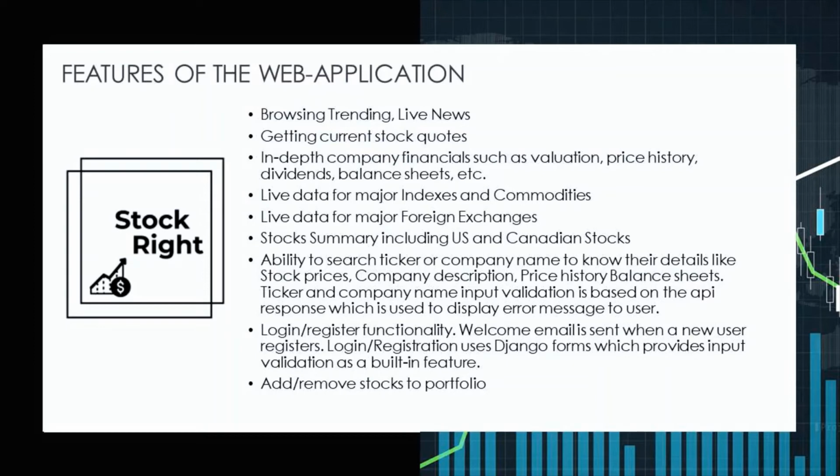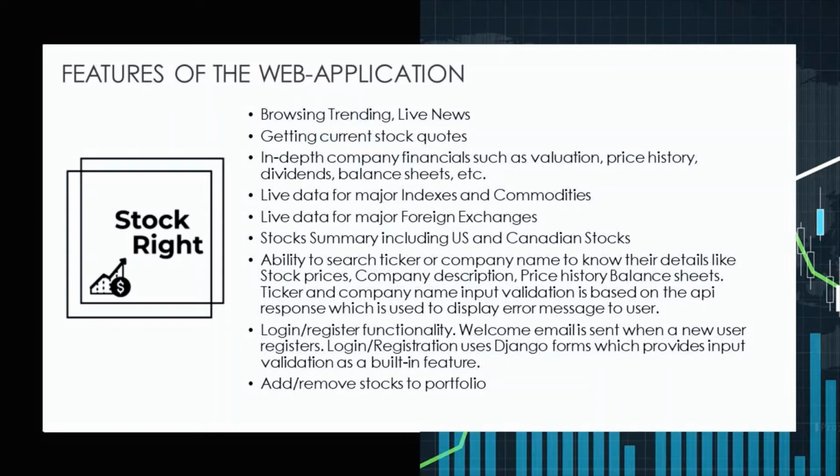Obviously, as mentioned, we implemented the search ticker or company name search functionality, and essentially details like stock price, company description, price history, balance sheet, company name. Input validation was one of the things that we had to deal with because obviously the API is quite sensitive and we don't want to send data in that's invalid and whatnot.